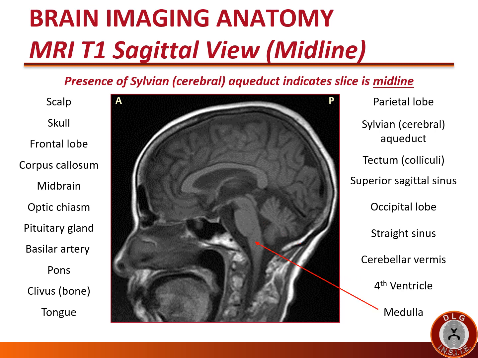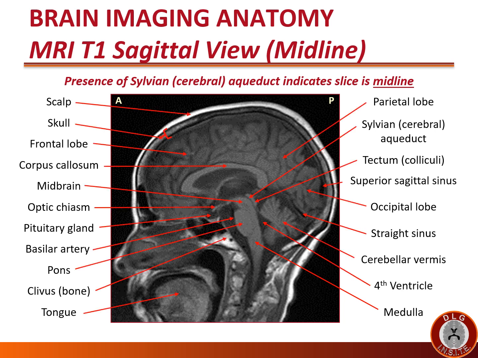The medulla or medulla oblongata is the caudalmost aspect of the brainstem, lying just superior to the spinal cord. This slide shows all of the structures on the MRI T1 sagittal view labeled with their arrows.